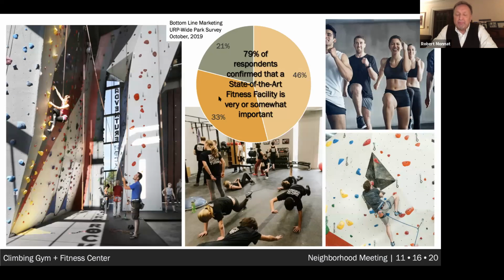Another avenue that we pursued in our surveys had to do with the types of goods and services that they would find important. We queried them on 10 to 15 different types of services that we were interested in. One of which was health and fitness, and 79% of the respondents confirmed that a state-of-the-art fitness facility is either very or somewhat important to them at this location. You can imagine the number of people that have Orange Theory memberships or other types of memberships that they had been tied to or will be tied to.